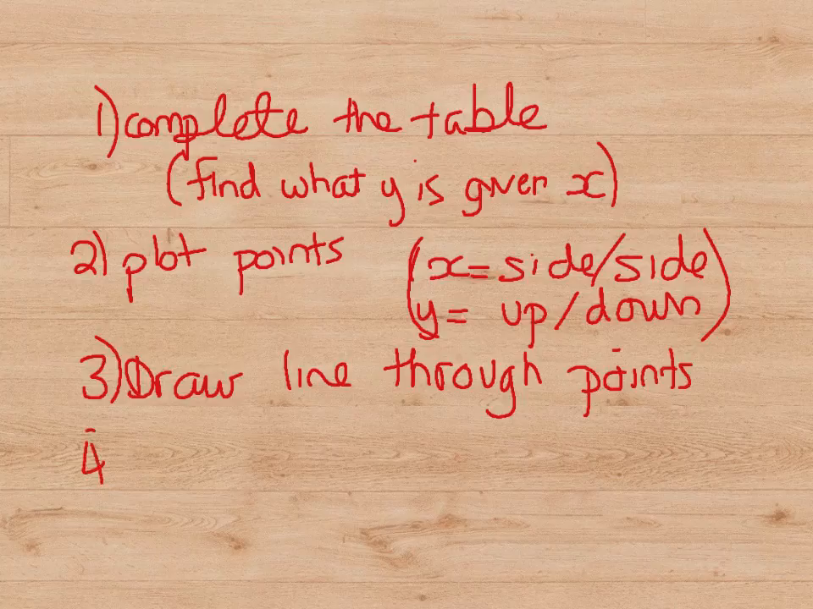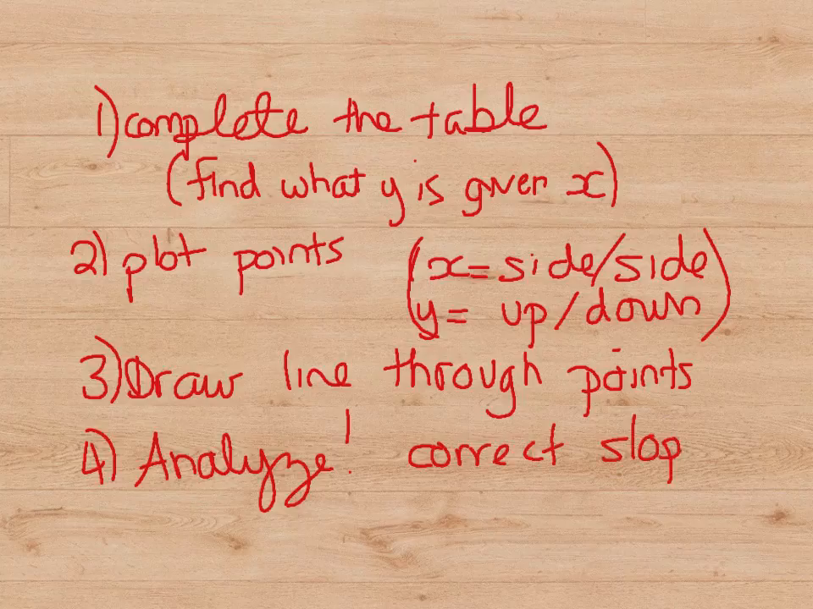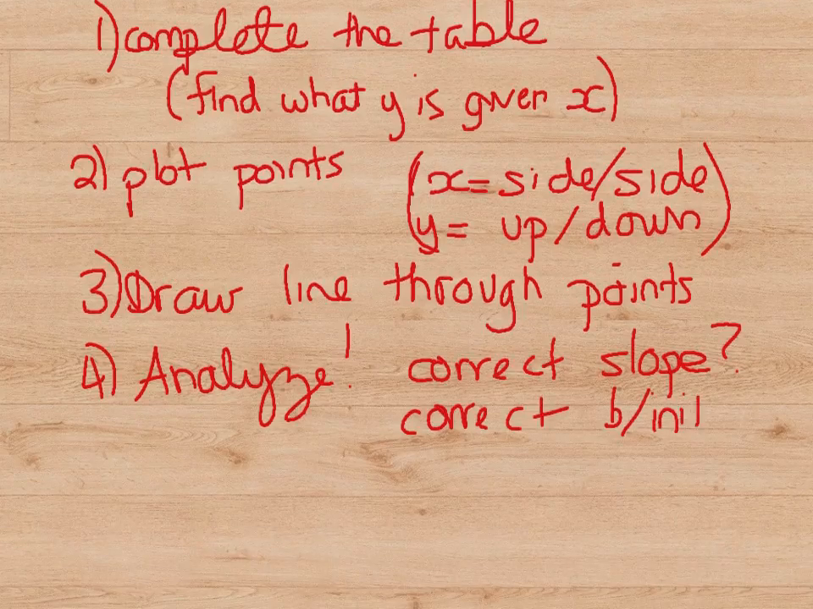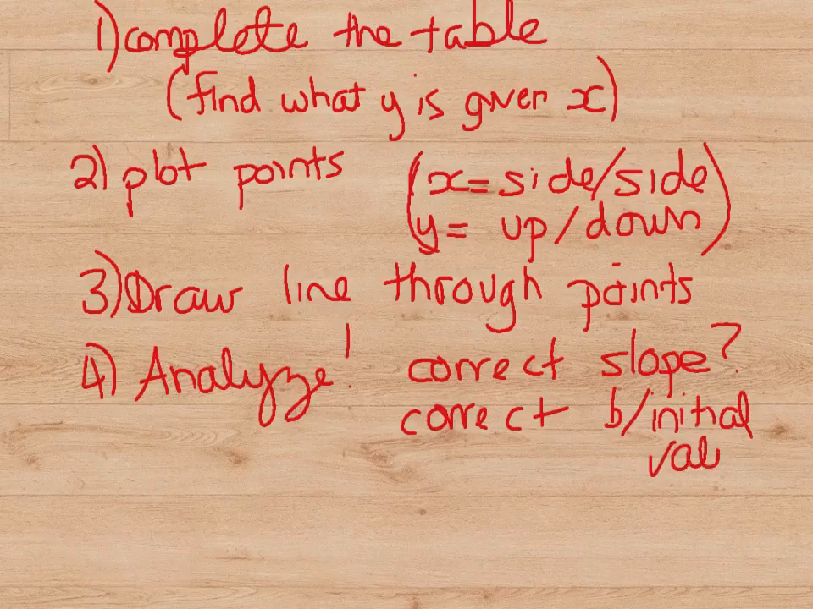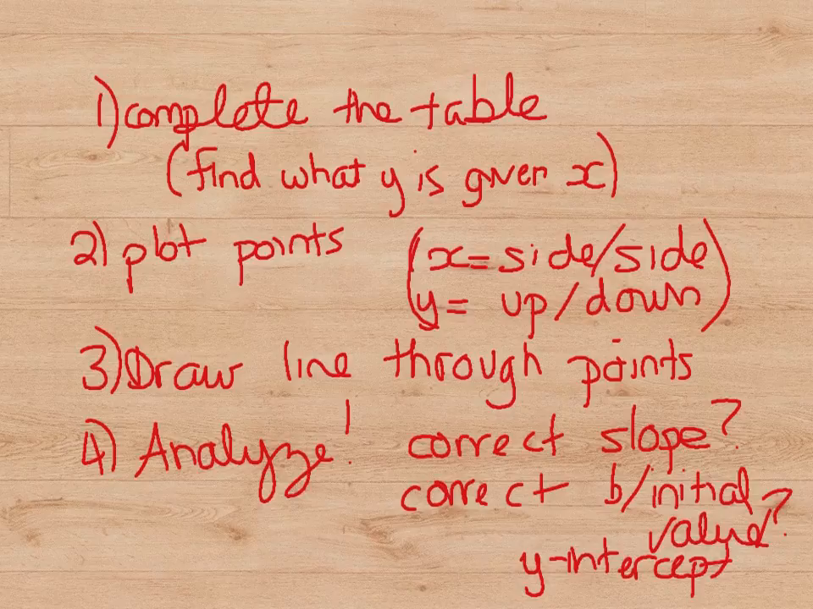And then, for your sake, analyze. Is your slope right? Correct slope? Is it negative when it's supposed to be negative? Correct b, or initial value? Does it look like it's going through the point it should be on the y-axis, the y-intercept? Okay, there you go. 4 steps to graphing the line based on this worksheet.